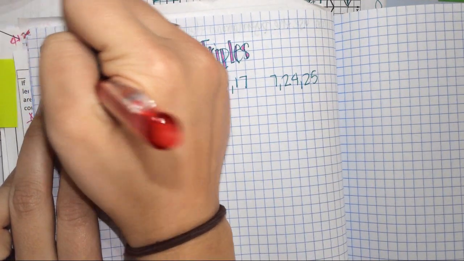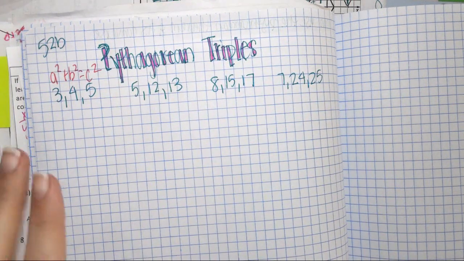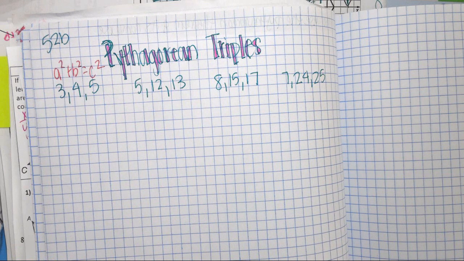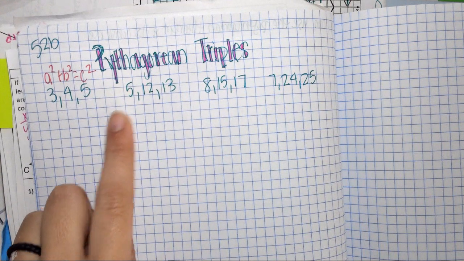So it's a squared plus b squared equals c squared. That's a triple. And this is your a, b, and c. The biggest side is always your c, because it's your hypotenuse. All right, what's 5 squared? 25.